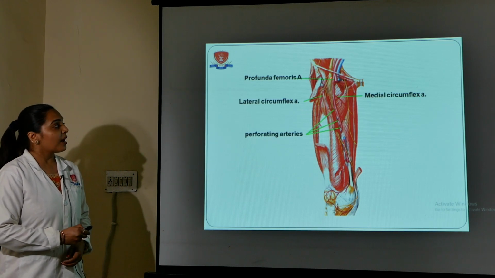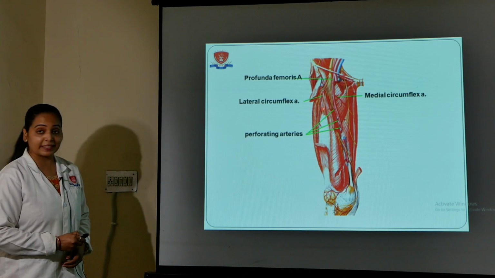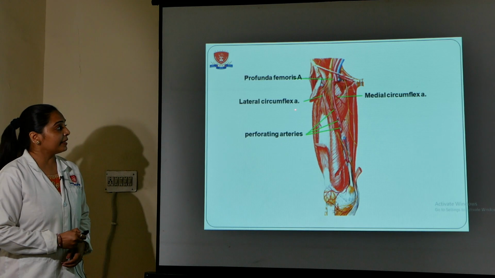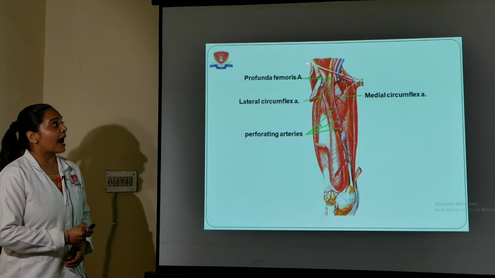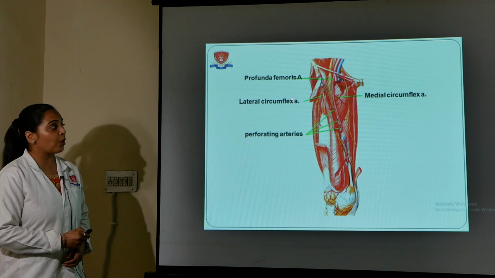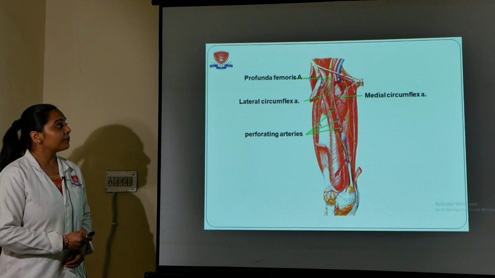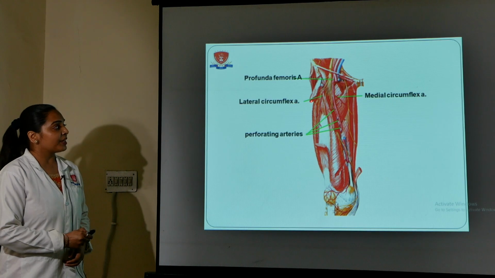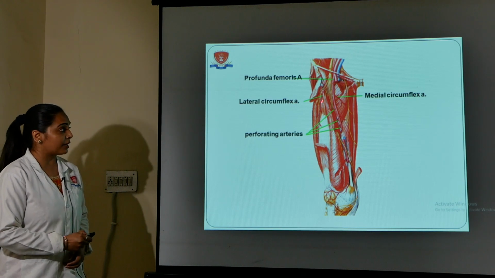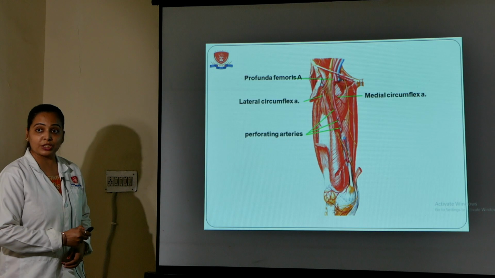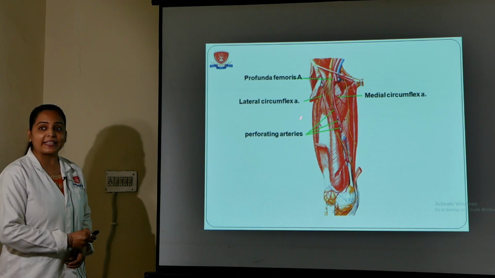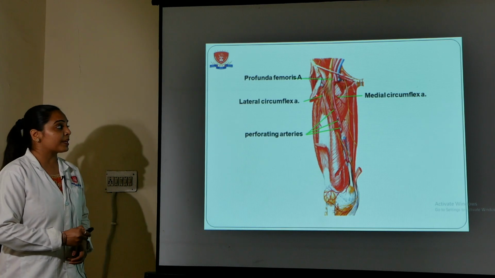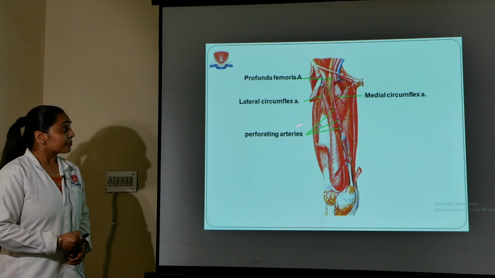The lateral circumflex is given on the lateral aspect. It runs behind the sartorius and rectus femoris muscles, and then it gives 3 branches: an ascending branch which runs upwards and supplies the hip joint and also the greater trochanter of the femur. Then a transverse branch that runs just behind the vastus lateralis and participates in the cruciate anastomosis which is present on the back of the thigh.